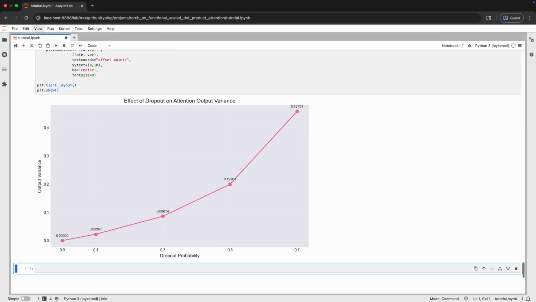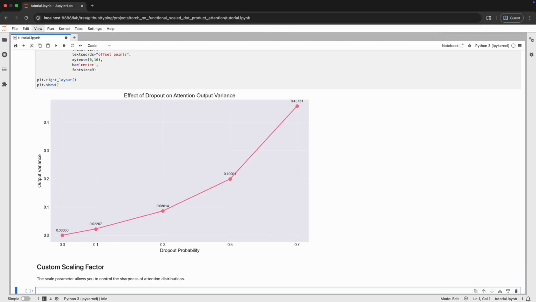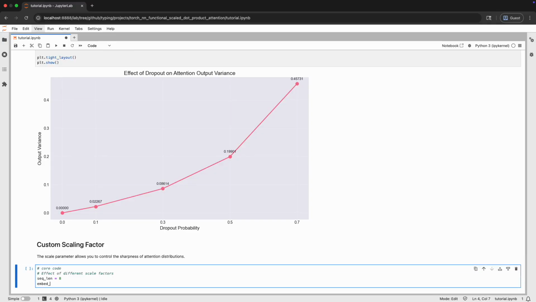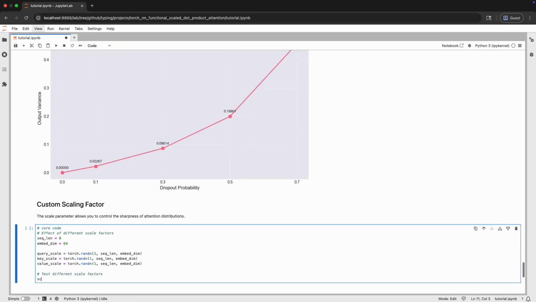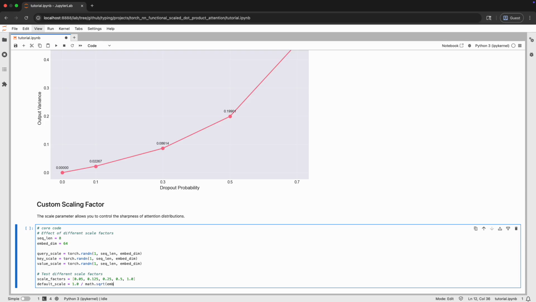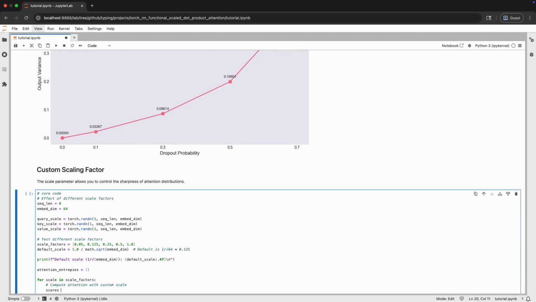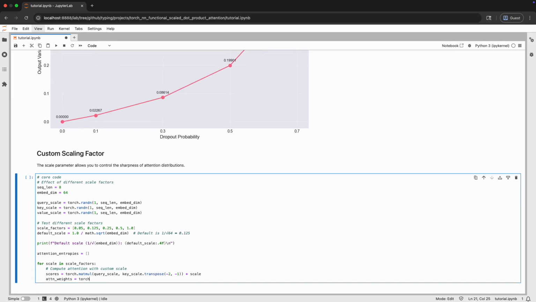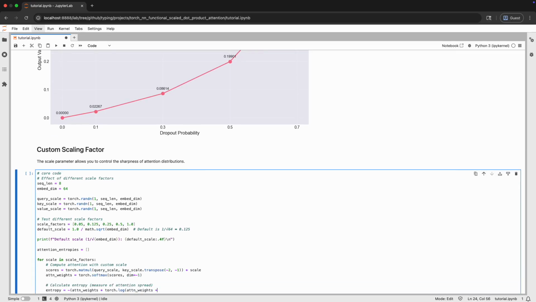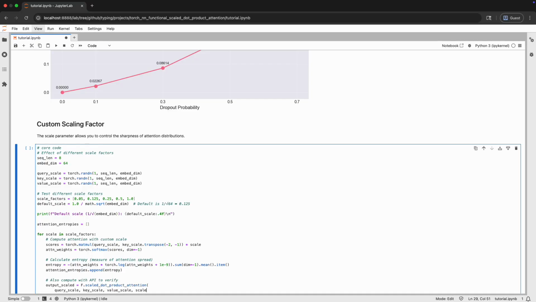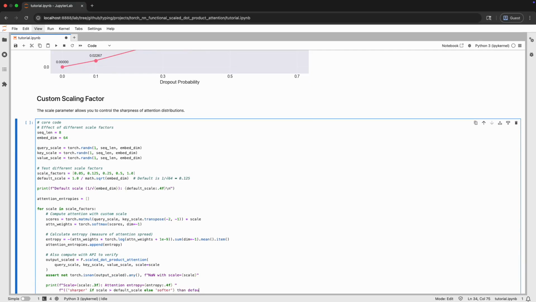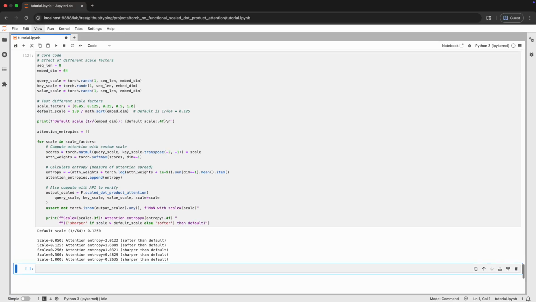and stability. The scale parameter gives us control over the sharpness of attention distributions. Let's explore how different scale factors affect attention patterns. I'm testing different scale factors to see their effect on attention entropy. The default scale is 1 over square root of 64, which equals 0.125. Smaller scales create softer, more uniform attention, while larger scales create sharper, more focused attention. Entropy measures how spread out the attention is, with higher entropy meaning more uniform distribution. We can see how scale dramatically affects attention focus.